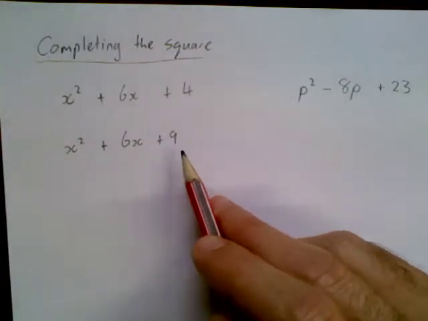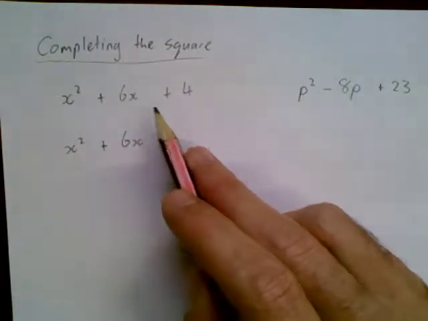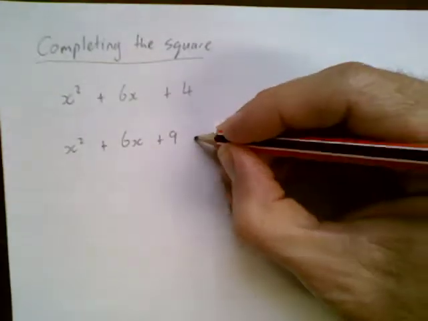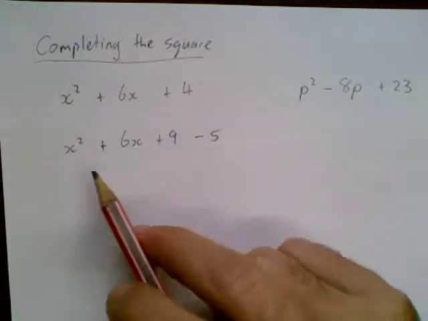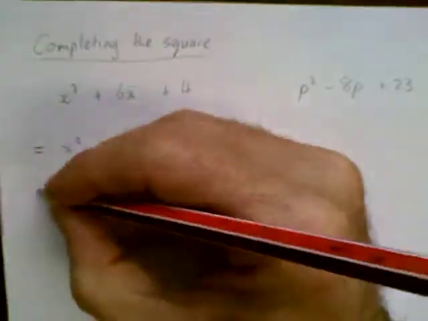Now the problem is that with the original expression, it was x squared plus 6x plus 4. Now we've got this plus 9 here. So we need to subtract 5 from this expression, just so that the 9 take 5 equals 4, and we do have the same expression. Let's just put an equal sign there.